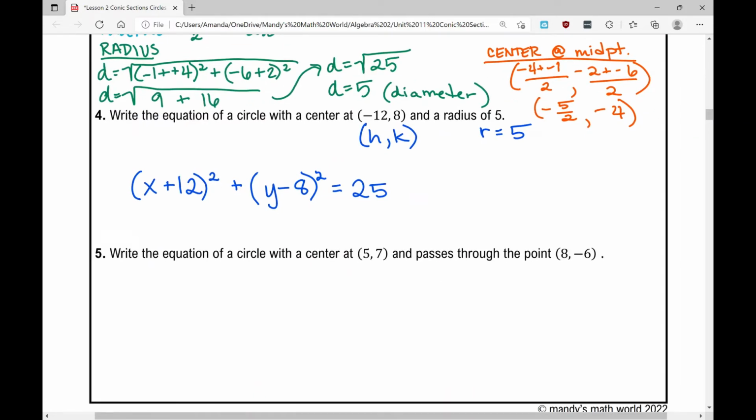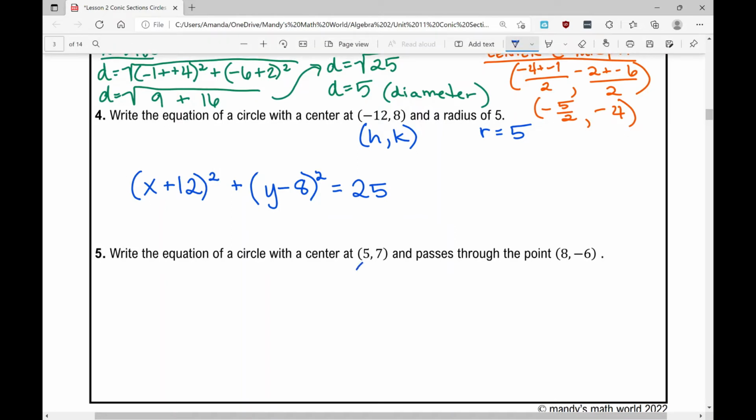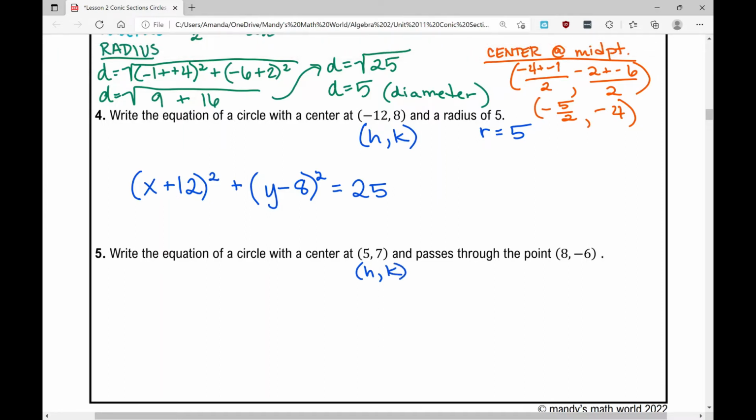Write the equation of a circle with a center at 5, 7, and it passes through the point 8, negative 6. Okay, I know that h, k is 5, 7. But I do not know the radius. I just know that I have the center point here and a point on the circle. But I do know that the distance from the center point to the point on the circle is going to be my radius. So let's find that.